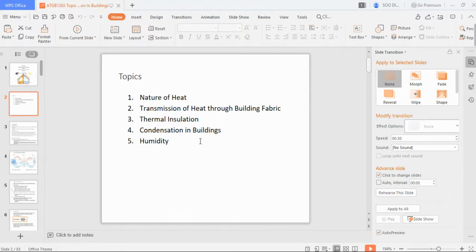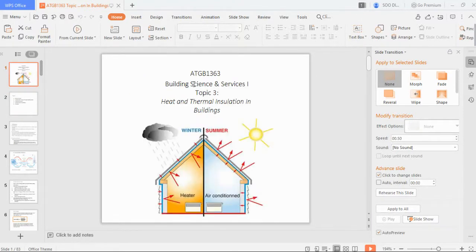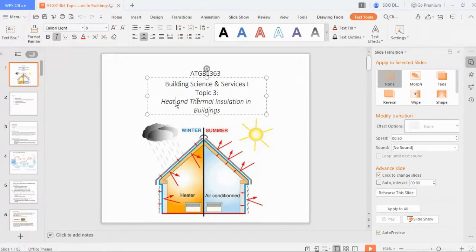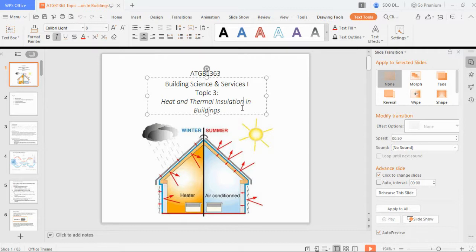Okay, so as usual, before you know how heat and thermal insulation works in a building, first off you need to learn about the characteristic of heat. So how it's being generated, how it's being measured, and how it's being transmitted. Once you know the characteristic of heat, then you need to know the calculation to calculate the thermal insulation in the building.